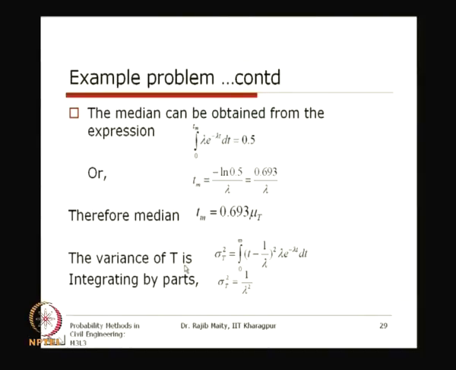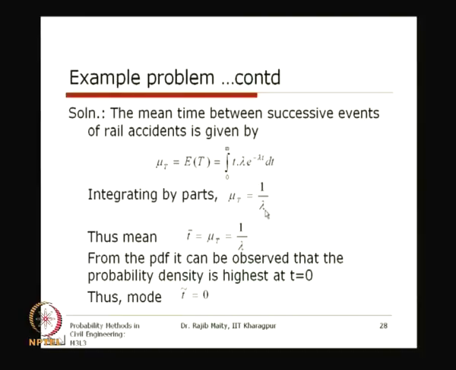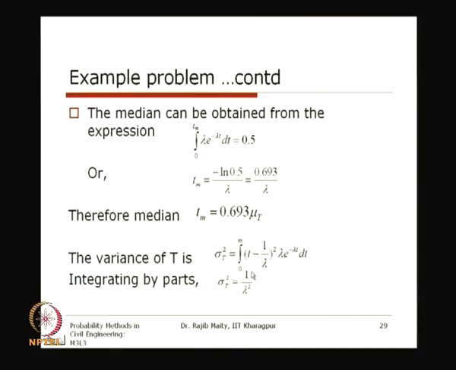Now, the variance of this t. If we want to get the variance, again we will use the same expression, where x is the random variable, t minus 1 by lambda. 1 by lambda is nothing but the mean, that is the expected value of t. So, if we take t minus 1 by lambda squared, multiplied by the probability density dt, and do this integration by parts, we see that this sigma t squared, which is the variance, is equal to 1 by lambda squared. So, we have seen that the mean is 1 by lambda for this exponential distribution, and the variance is 1 by lambda squared.